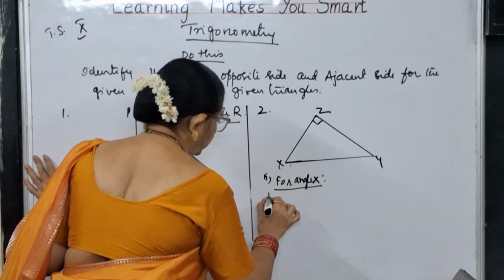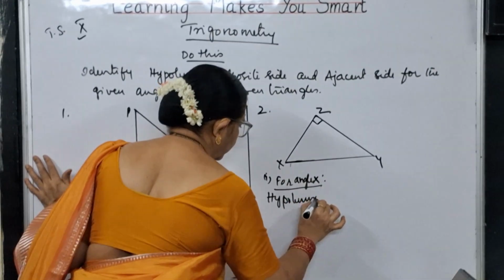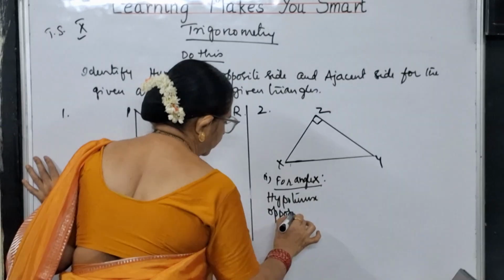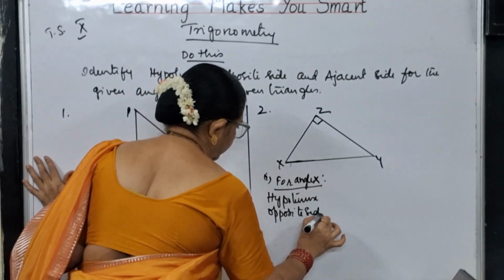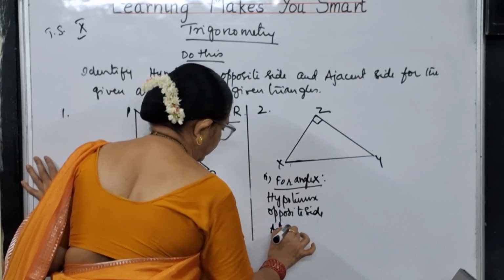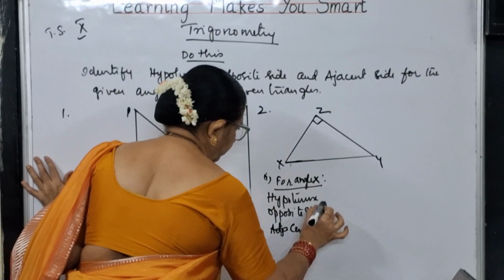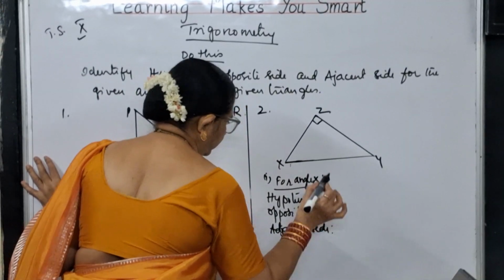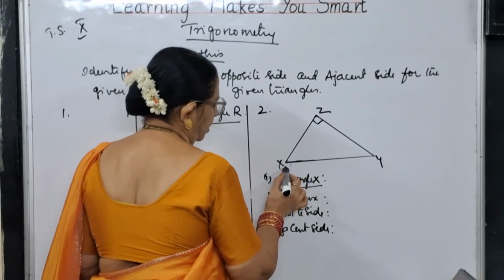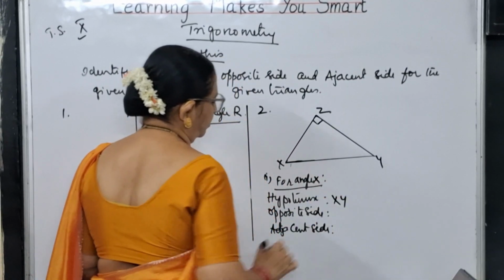hypotenuse. So, you need to find out hypotenuse, and the next one opposite side and adjacent side. These are what you need to find out: hypotenuse, opposite side, adjacent side. For angle X, this is angle X. Hypotenuse, because it is 90 degrees, hypotenuse will not vary, that is XY.